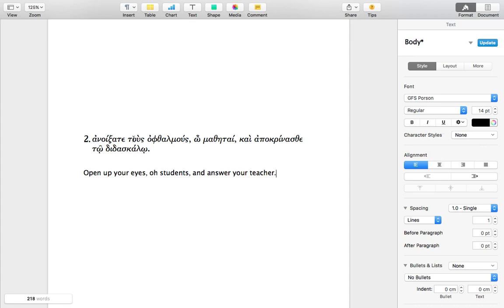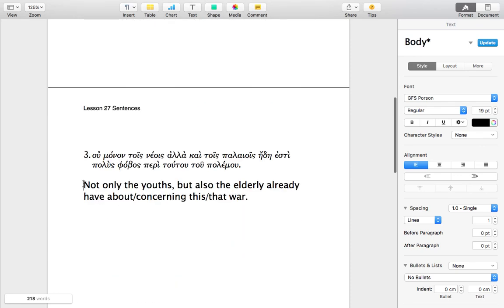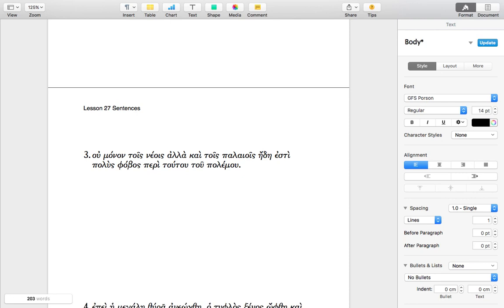So anoixate and apokrinasta. Okay. That's one I already translated for you. I'll just delete that for a second. Okay, here's a hard one. It's only hard because it's a weird construction. So let's just read it through.